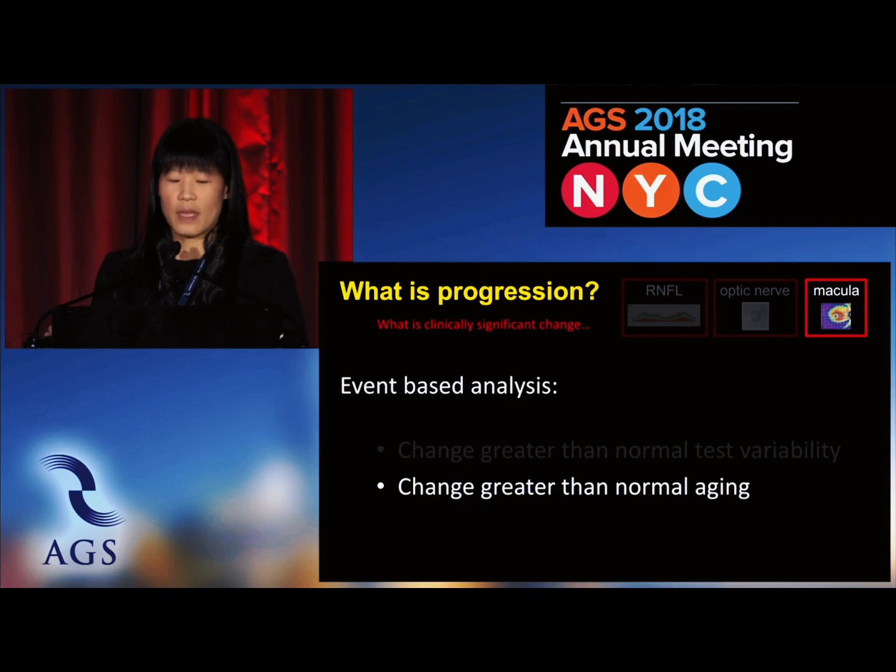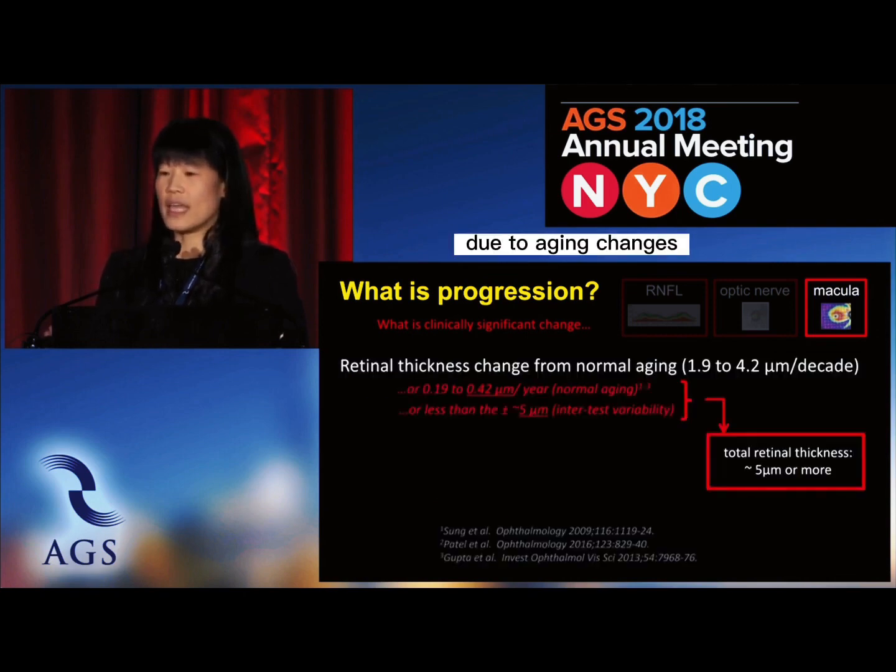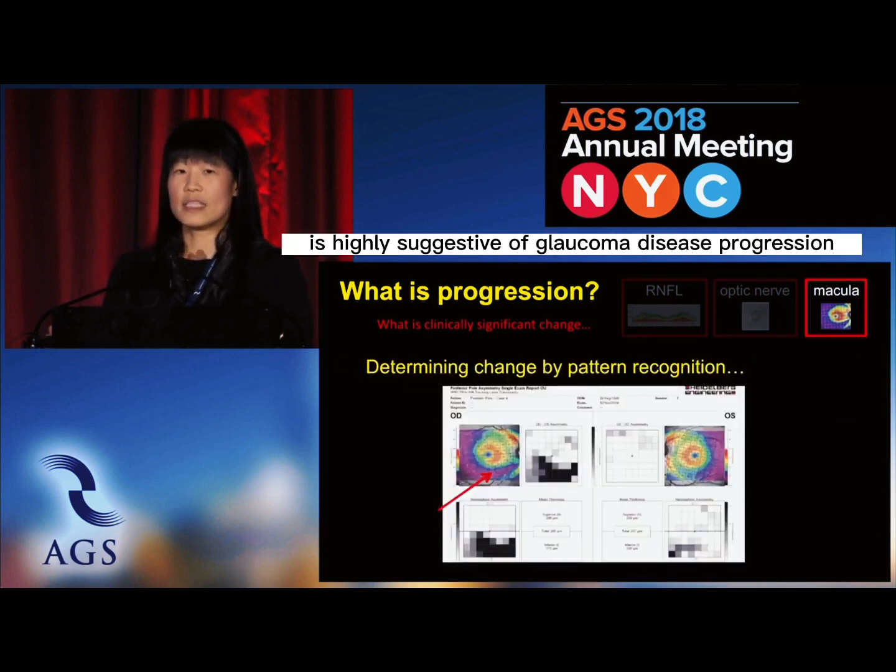clinically significant. And then, of course, lastly, due to aging changes, the user's manual suggests that it's less than 1 micron per year, which again is less than intertest variability. So again, 5 microns or more is highly suggestive of glaucoma disease progression.